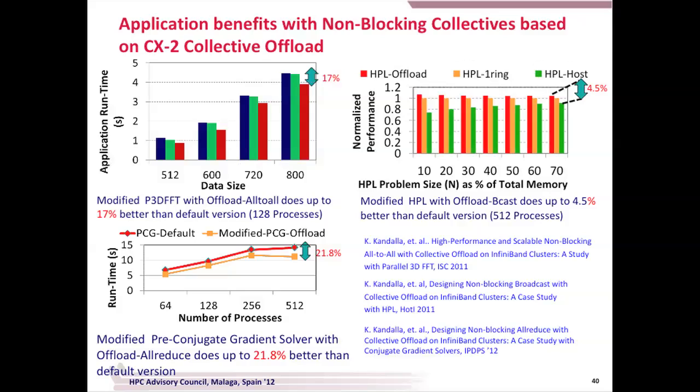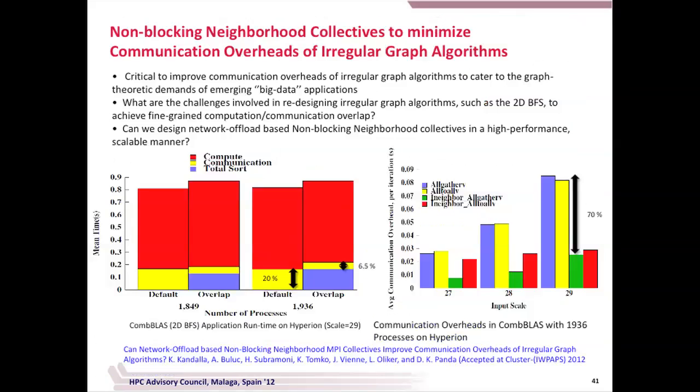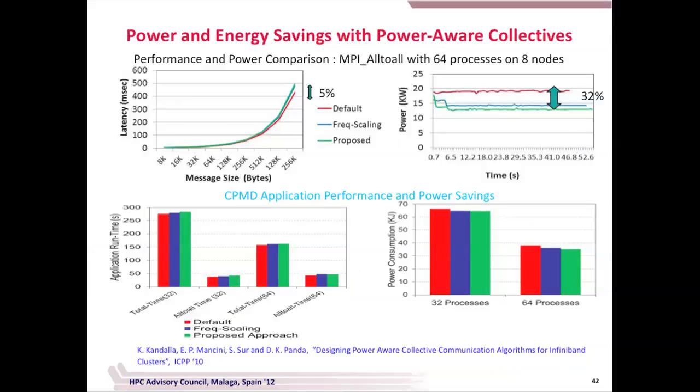So here we have some numbers, like all-to-all. Here we have taken P3DFFT, so we get 17% better performance, HPL with around 4.5%. Then here it is PCG, pre-conjugate gradient, with around 22%. And then very recently we took non-blocking neighborhood collectives, and there also we see similar kinds of benefits. Like here, if you see the communication, we are able to reduce it in a very significant manner. Okay. So I'll just leave it here. The papers you can try to read and get more details.